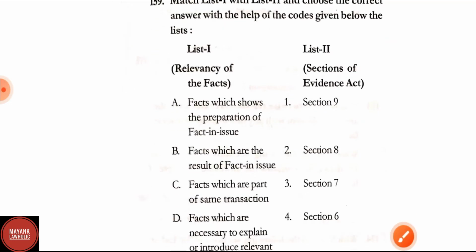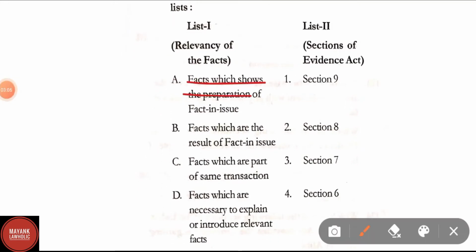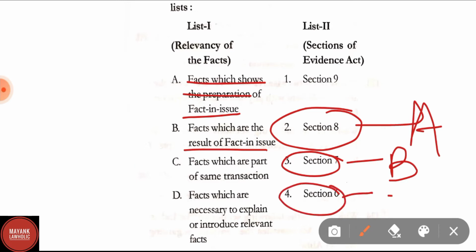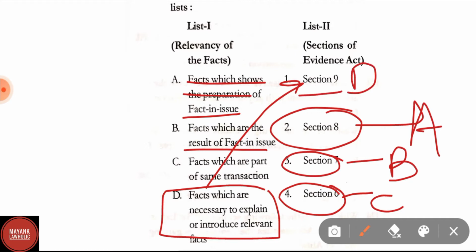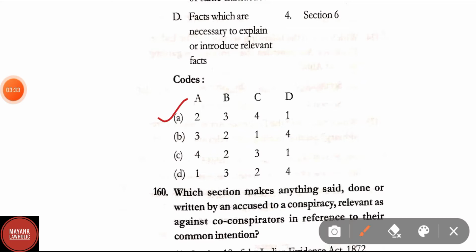Question number 159. Match list first and list second. Here, facts which show the preparation of fact and issue, correct answer is section 8. Facts which are the result of fact and issue, correct answer is section 7. Facts which are part of the same transaction, res gestae, correct answer is section 6. Facts which are necessary to explain or introduce relevant facts, correct answer is section 9. By going through these matches, the correct code will be option B.